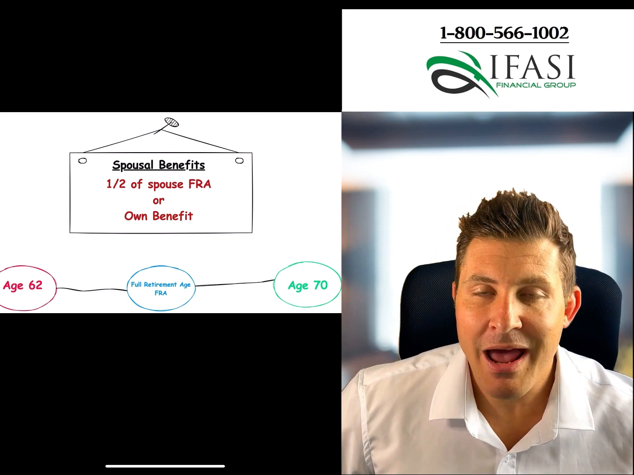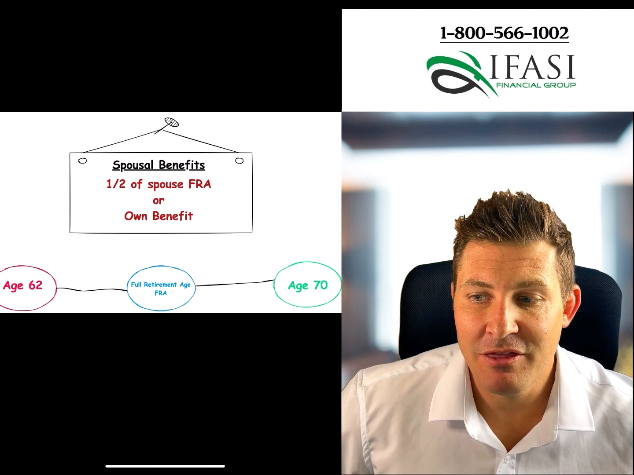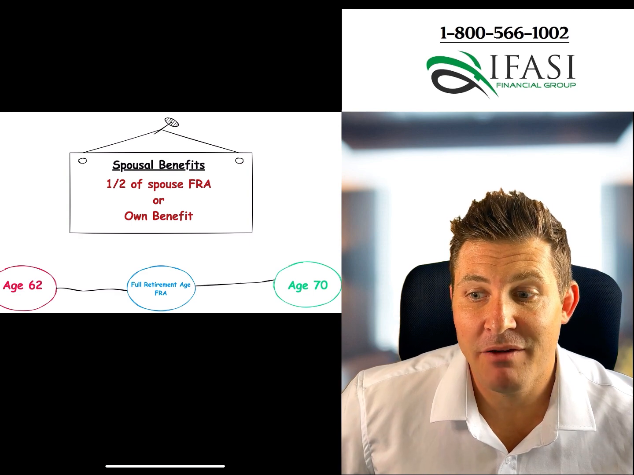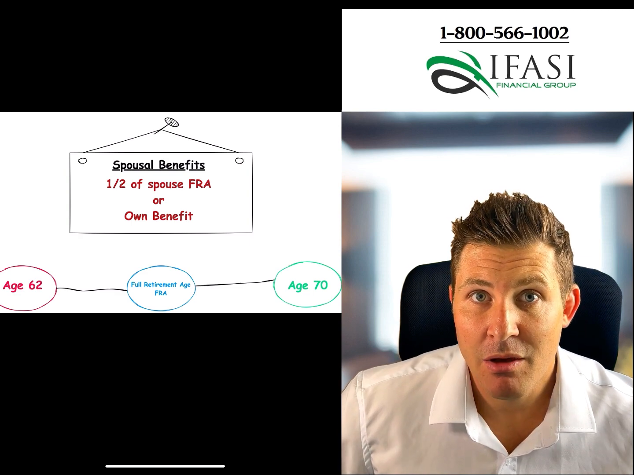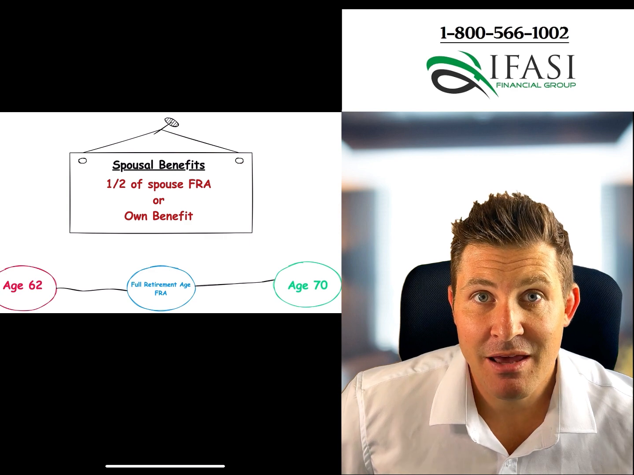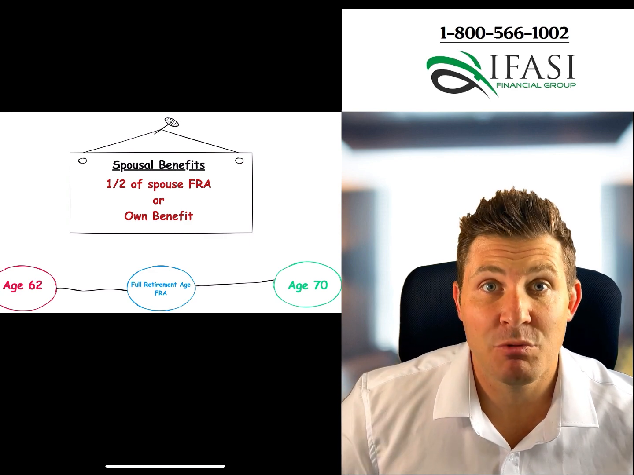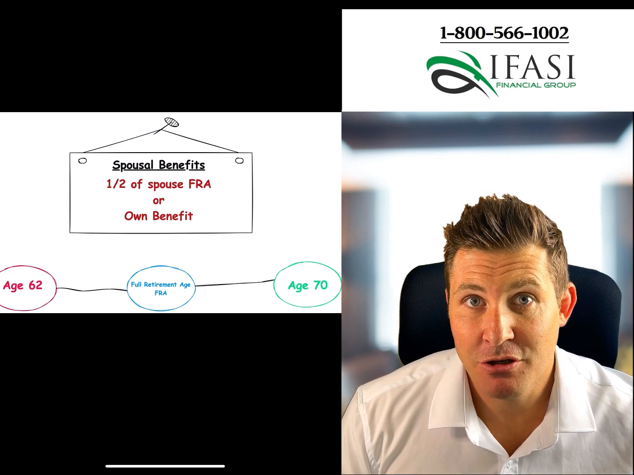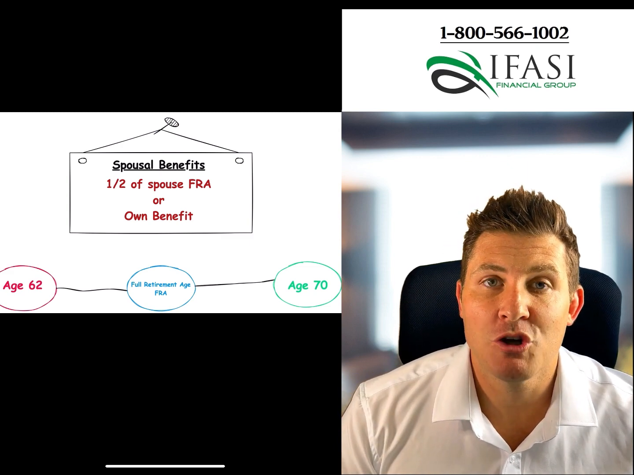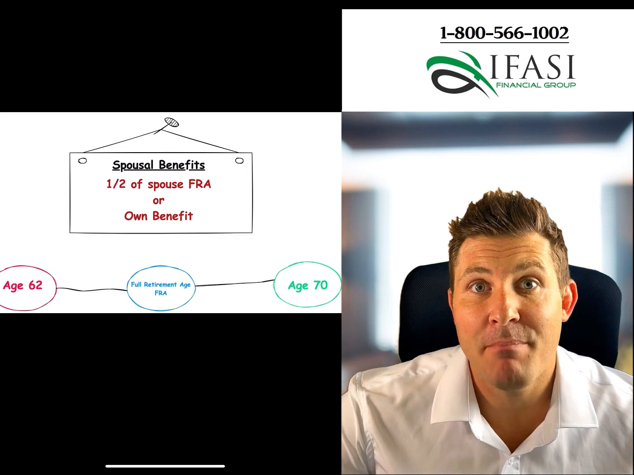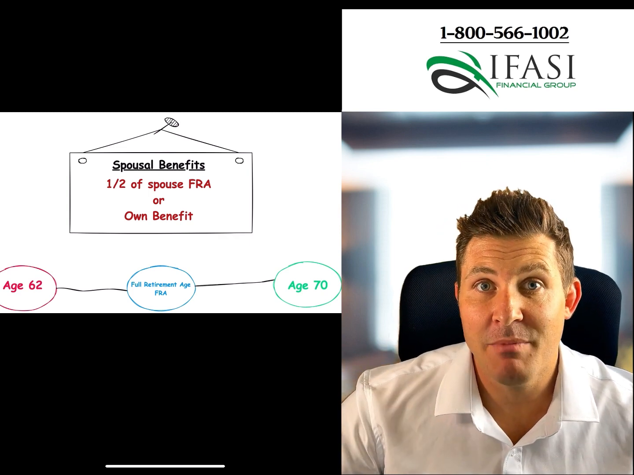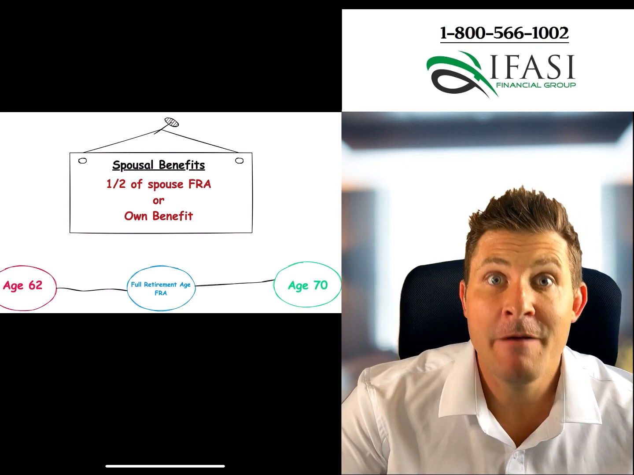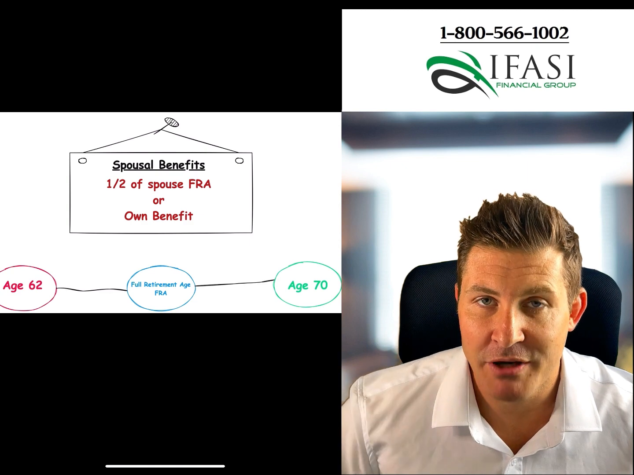So what happens if the husband decides to take Social Security benefits before his full retirement age? Well, we understand, just like in the other slides, if he takes it before his full retirement age, he's going to have a reduction. If he takes it before his full retirement age, that spousal benefit will also be reduced because it'll be 50% of whatever that benefit is. So either full retirement age benefit or below, that's what half of her benefit's going to be. And she also has to wait until her full retirement age.